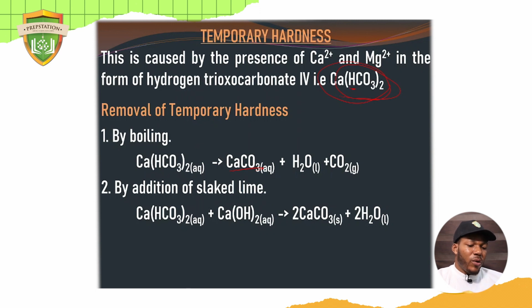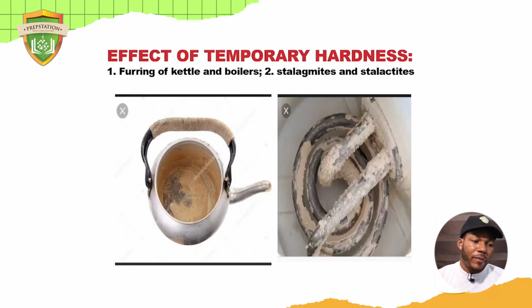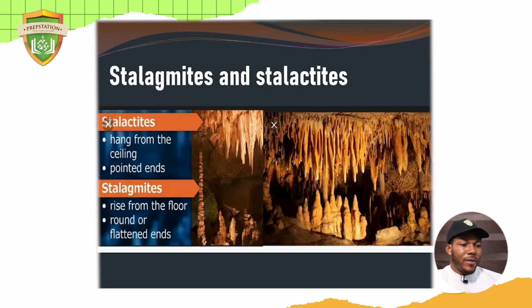What are the effects of this? Temporary hardness can cause furring of kettles and boilers, and stalagmites and stalactites. You can see the furring of the kettle; you can see how this kettle is looking. This is because the water is hard. Stalactites and stalagmites grow in a cave. The one that grows downward is called a stalactite, while the one that grows upward is called a stalagmite.